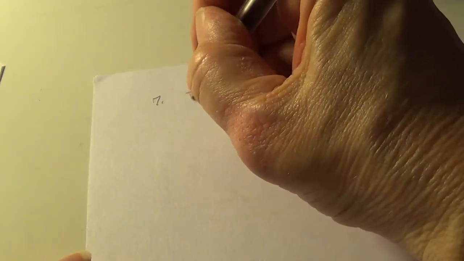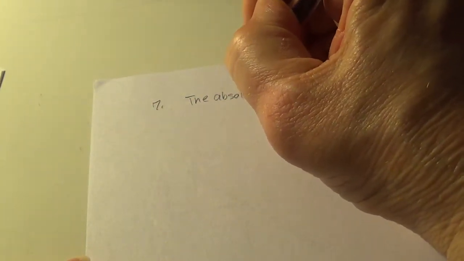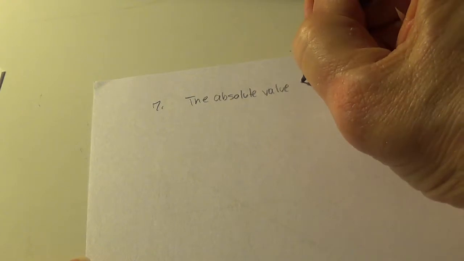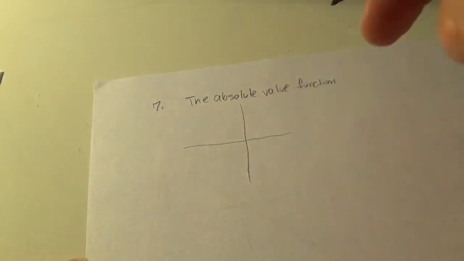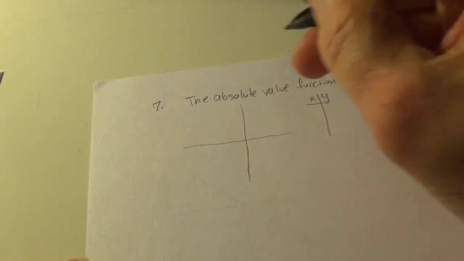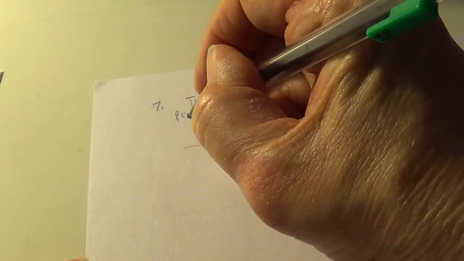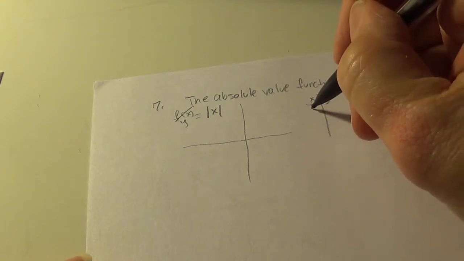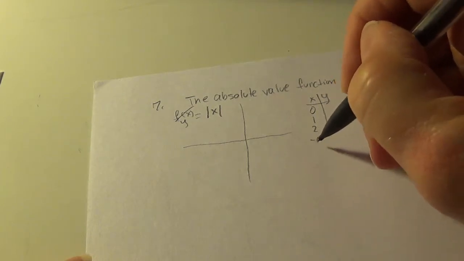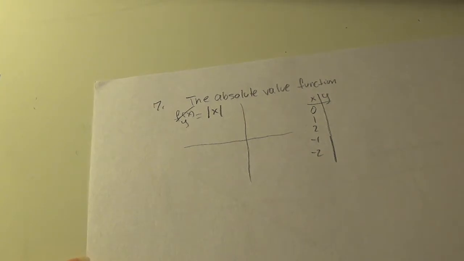All right. The next one is number 7, the absolute value function. It looks like f of x or y equals the absolute value of x. So I can put in 0, 1, 2, -1, -2, and we'll get a fine look at that.